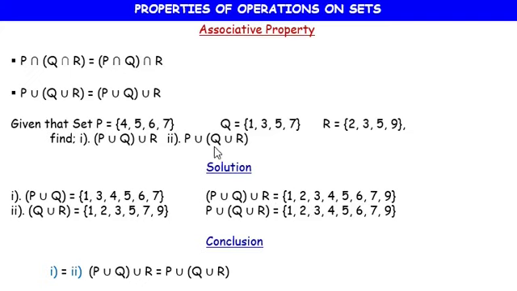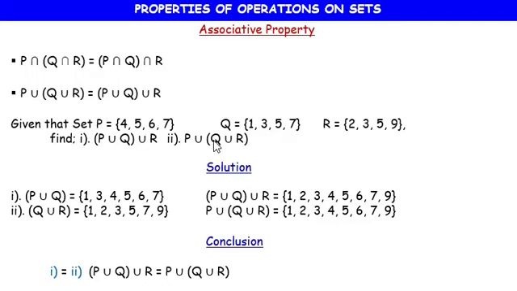Let's look at the second question. P union into bracket Q union R. So here too, let's find the bracket first. So let's find Q union R. Q union R means that we combine the elements of Q and R. So when we do that, we are going to have Q union R equal to 1, 2, 3, 5, 7, and then 9, right?